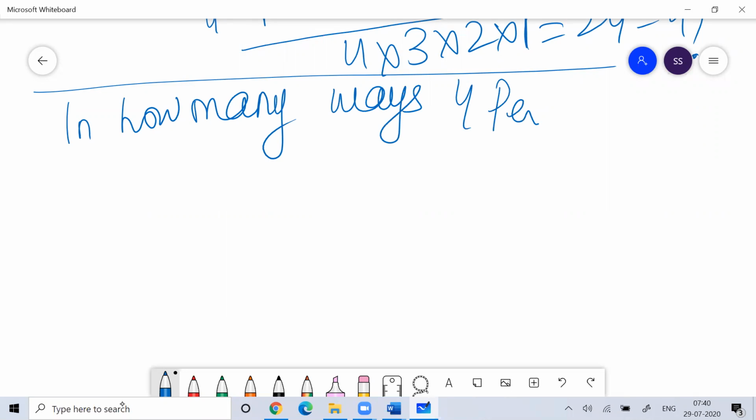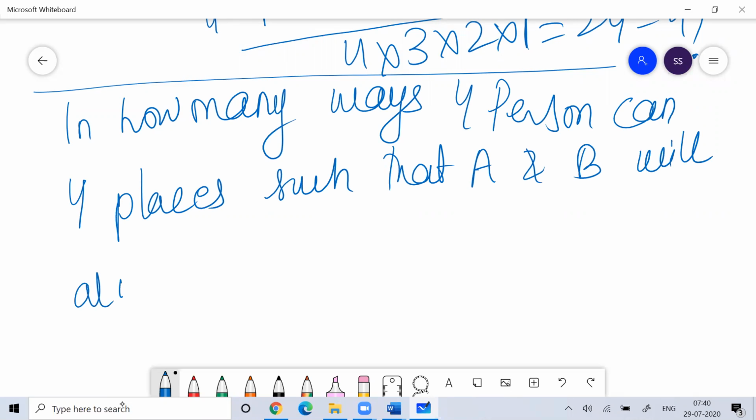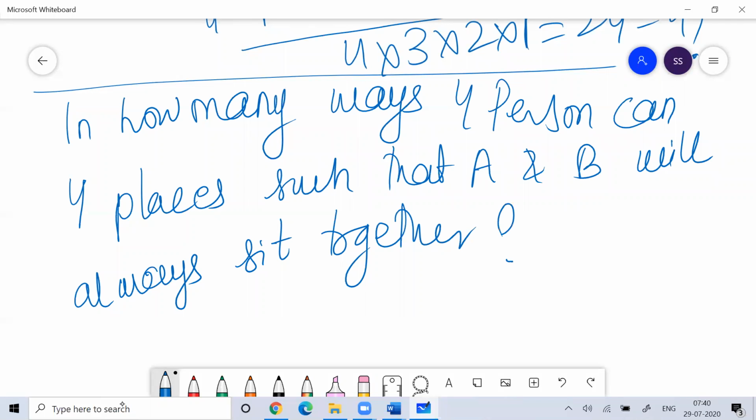Okay, so like that, if I ask you, in how many ways can 4 persons sit in 4 places such that A and B will always sit together? Tell me the answer. In how many ways can 4 persons sit on 4 places, such that A and B will always sit together?